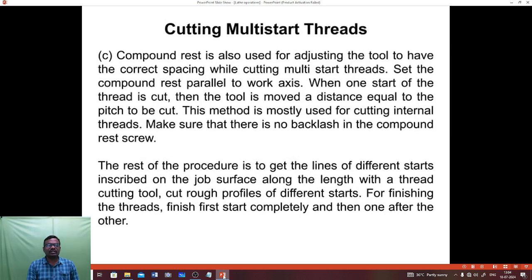Cutting multi-start threads. Compound rest is also used for adjusting the tool to have the correct spacing while cutting multi-start threads. Set the compound rest parallel to the work axis. When one start of the thread is cut, then the tool is moved a distance equal to the pitch to be cut. This method is mostly used for cutting internal threads. Make sure that there is no backlash in the compound rest screw.